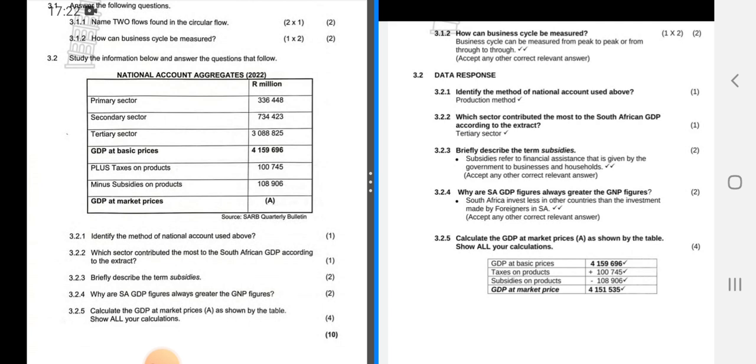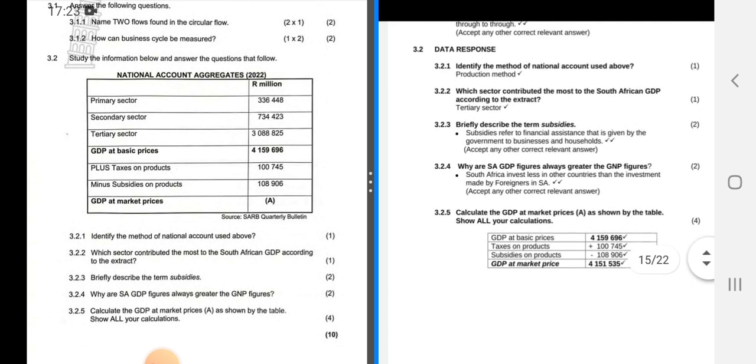3.2.4 says why are SA GDP figures always greater than GNP figures? That is 3.2.4. South Africa invests less in other countries than the investment made by foreigners in South Africa. So it means that South Africa invests less in other countries. So we have more people investing in our country than we as South Africa are investing outside. That's why gross domestic product is always greater than gross national product.